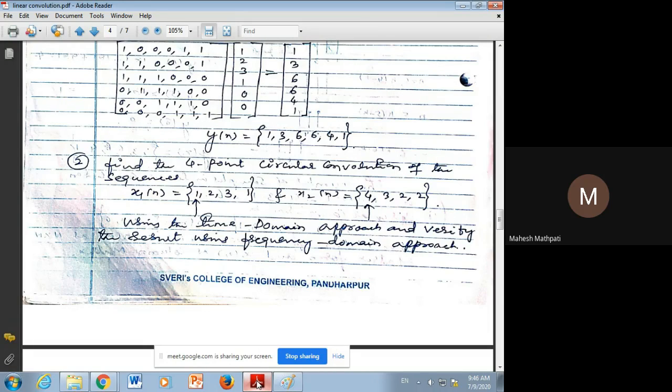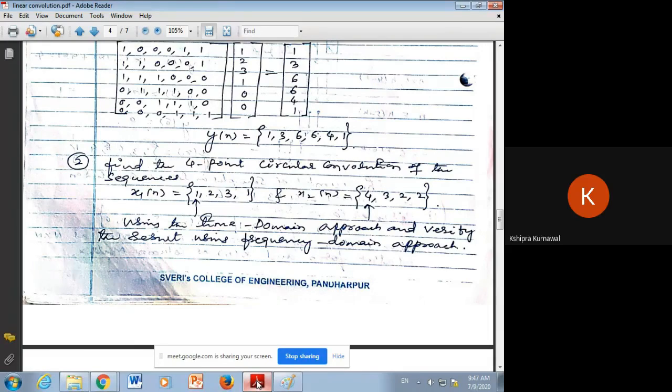Wait, let me interrupt you. First, we are finding the DFT of both the sequences. So what does it indicate? We are converting the time domain sequence to a frequency domain sequence. Barabar? Are you getting my point? Yes, sir. Okay. Next step, you tell me now.